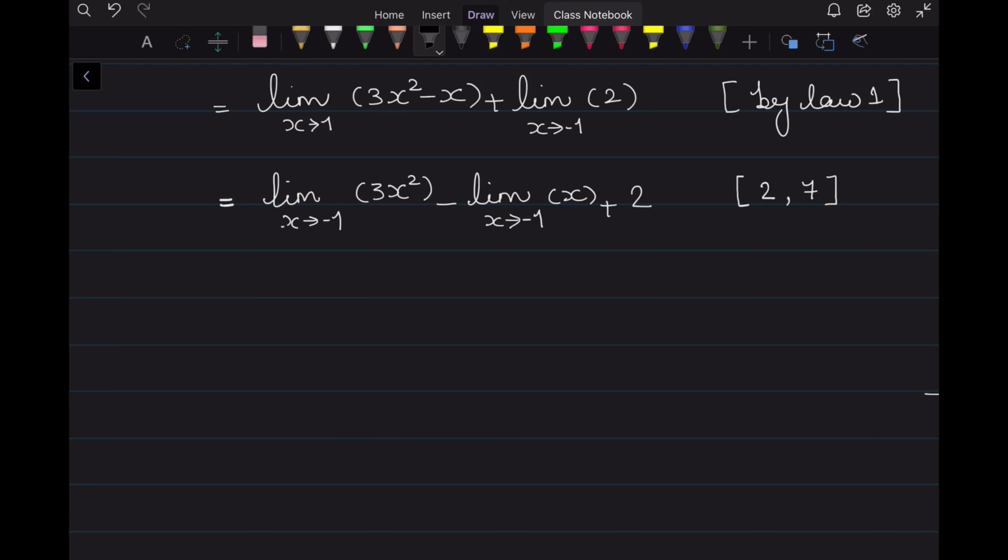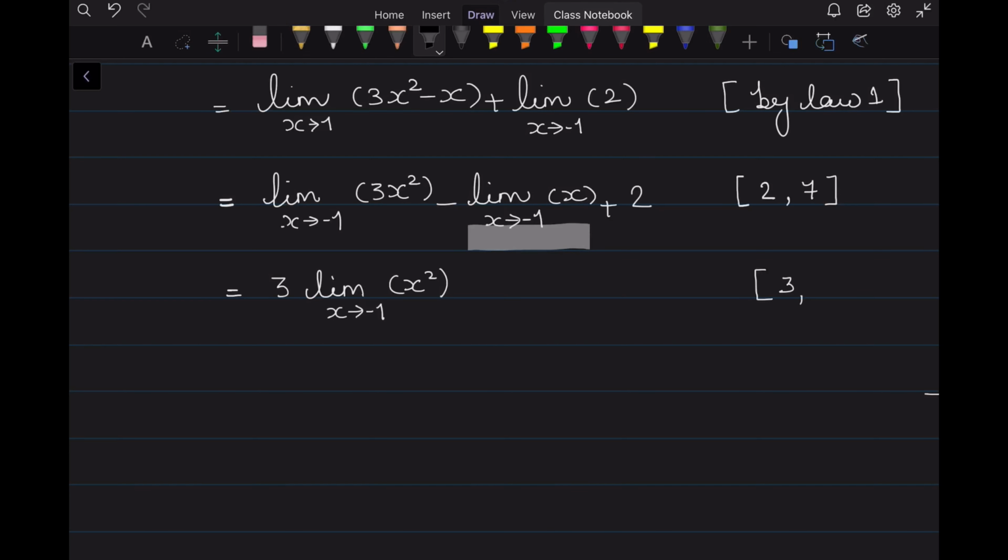Again, I can write this limit as 3 times the limit as x approaches minus 1 of x squared. And this is the law of constant multiple, which says that the limit of a constant times a function is equal to the constant times the limit. In our list in the previous lesson, it is at number 3.